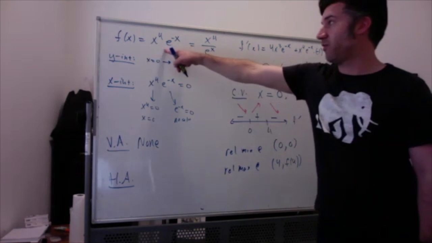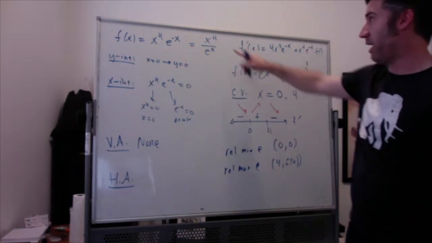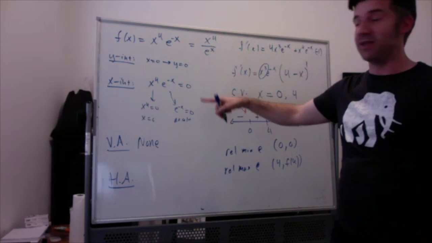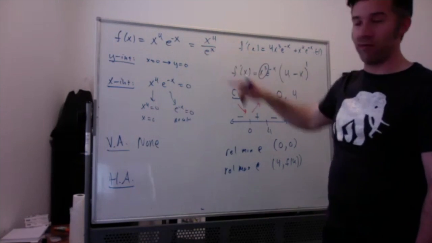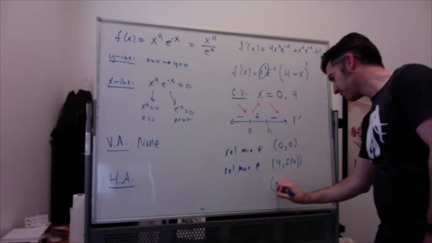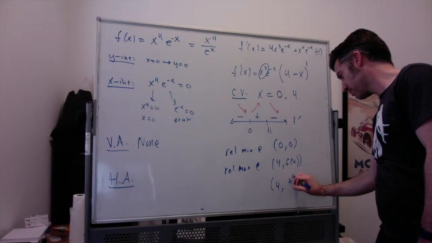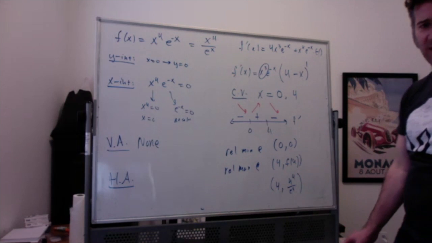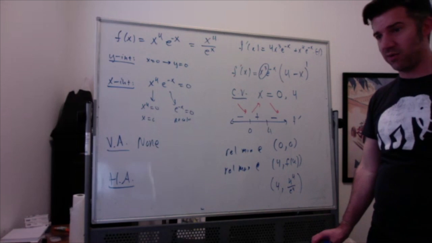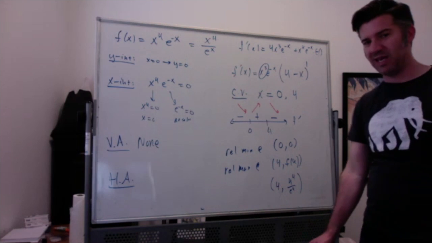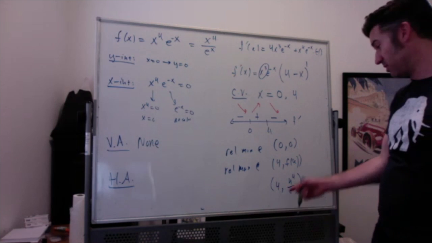f of 4 is not pretty. It's x to the 4th times e to the negative x, so it is 4 to the 4th times e to the negative 4th, or 4 to the 4th over e to the 4th. Which actually isn't that gross of a number, because really it's 4 over e to the 4th, and 4 divided by e is less than 2, so you get a number that's less than 2 to the 4th.